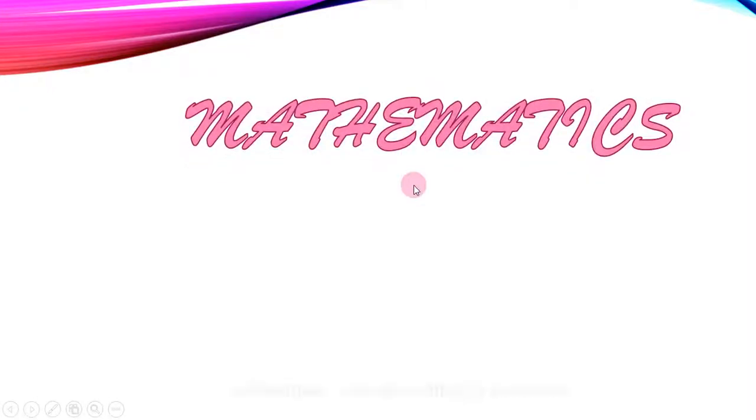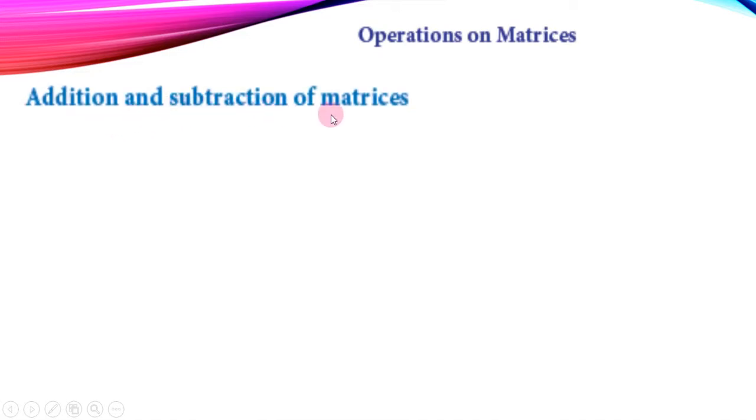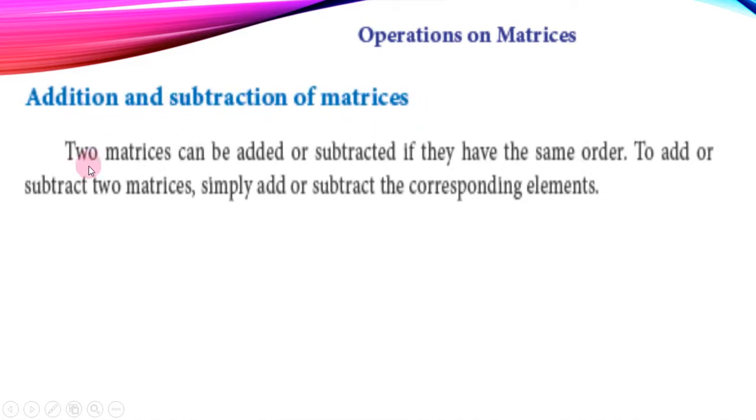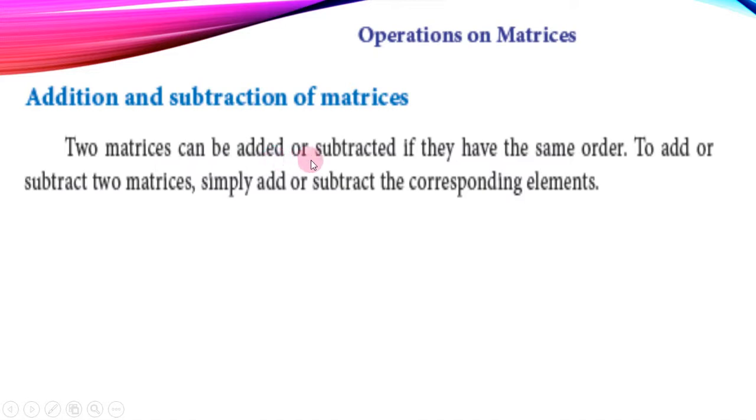Hello students, now we are going to see operations and properties of matrices. Operations of matrices: addition and subtraction of matrices. Two matrices can be added or subtracted if they have the same order. To add or subtract two matrices, simply add or subtract the corresponding elements.